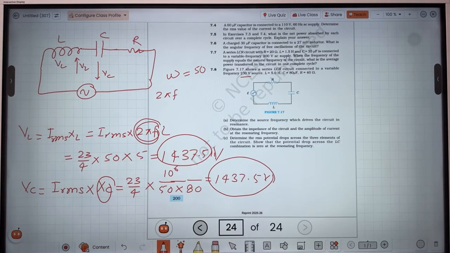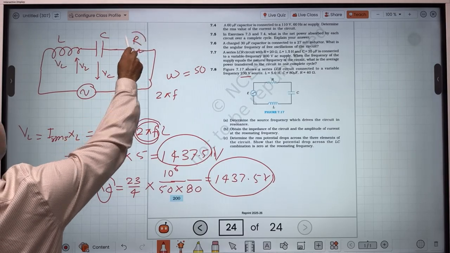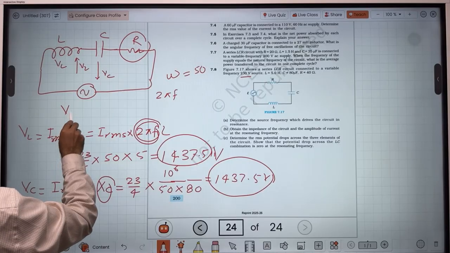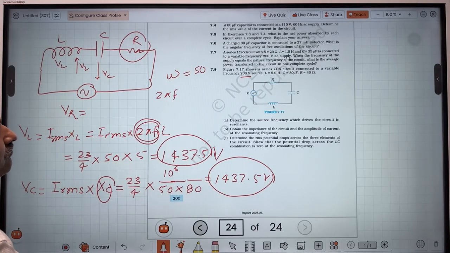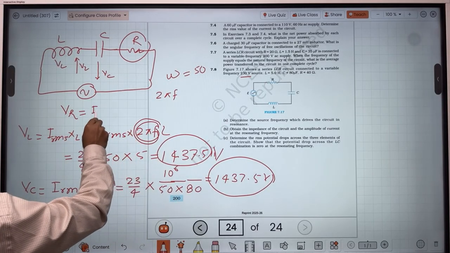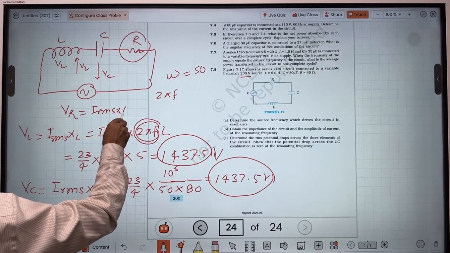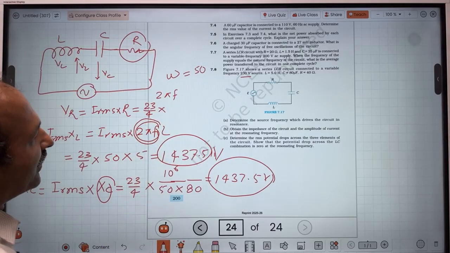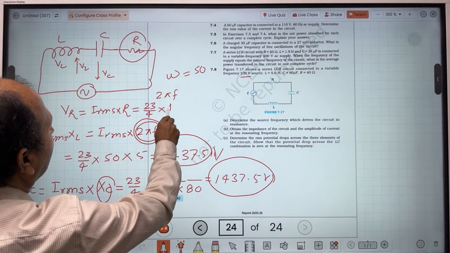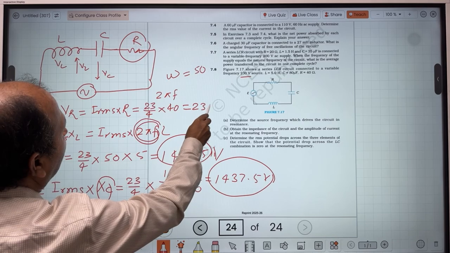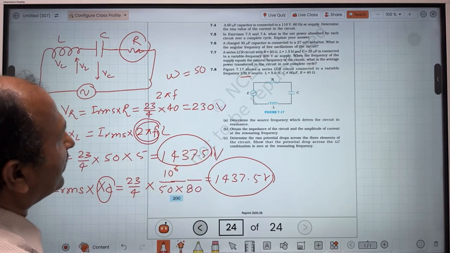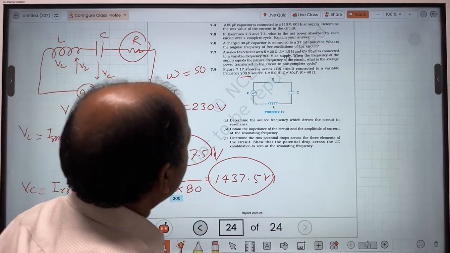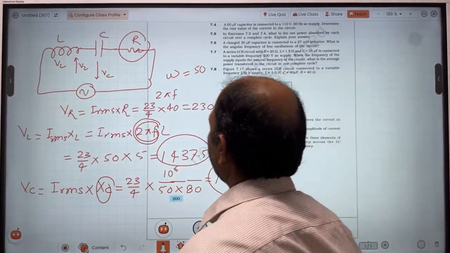Now the third point is the voltage across R. So let's find out. VR is equal to IRMS multiplied by R. 23 by 4 multiplied by R, what is R? 40. This will be 230 volt. This will be equal to the applied voltage. So you have understood how to solve these questions.